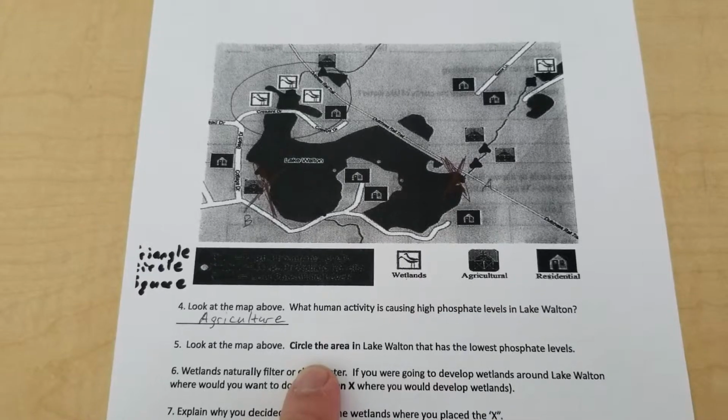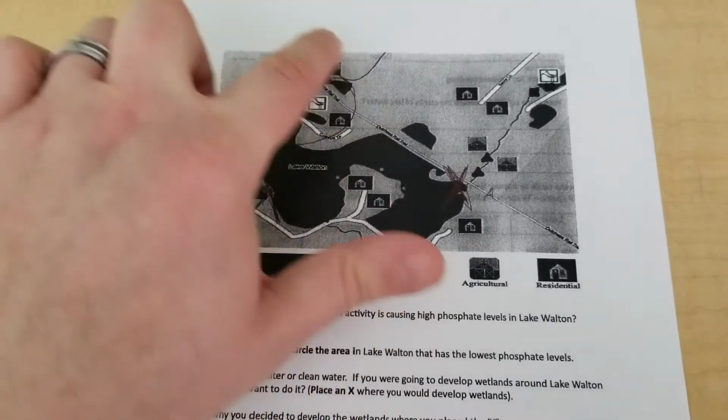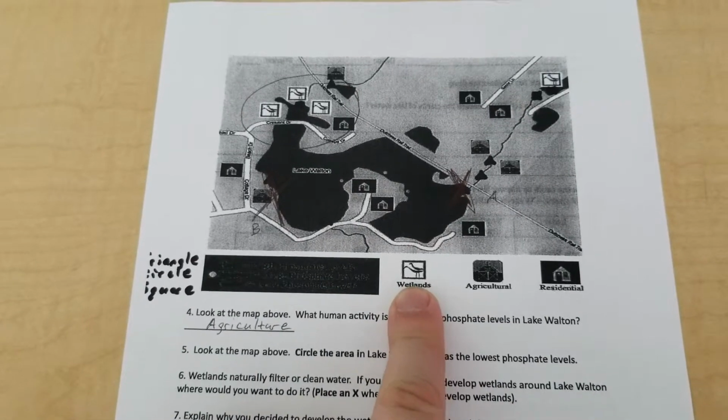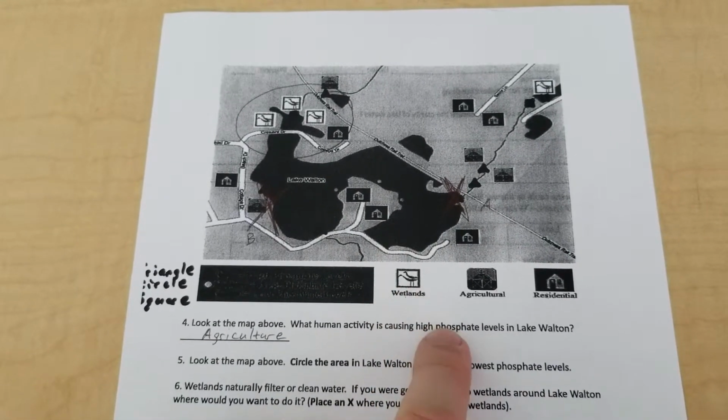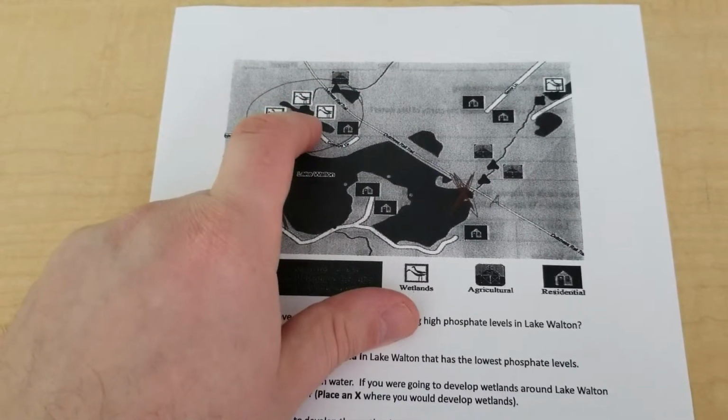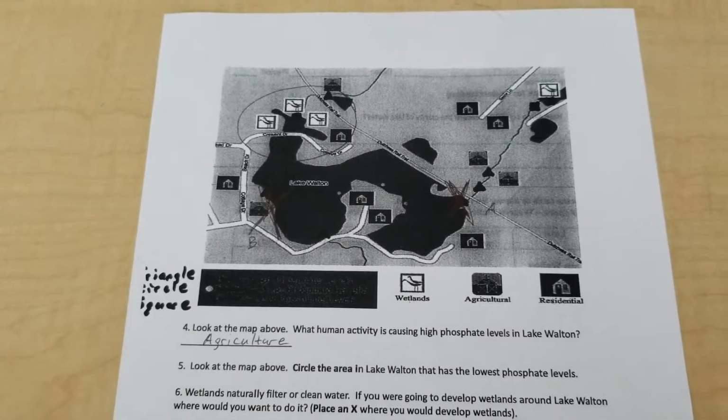Look at the map above. Circle the area in Lake Walton that has the lowest phosphate levels. It's up here. And notice what they have. A wetlands. Low phosphate levels in the wetlands. There's a farm here with a triangle, but we got 2 squares, lowest phosphate levels up here. So that is what we're looking at there.